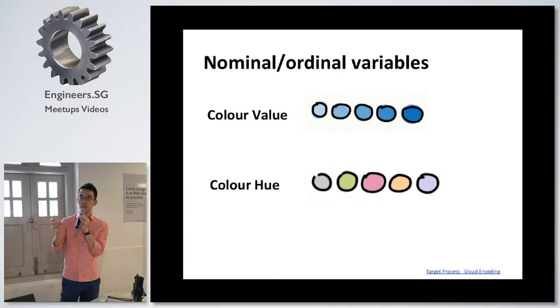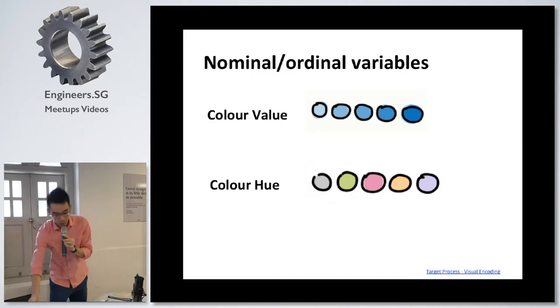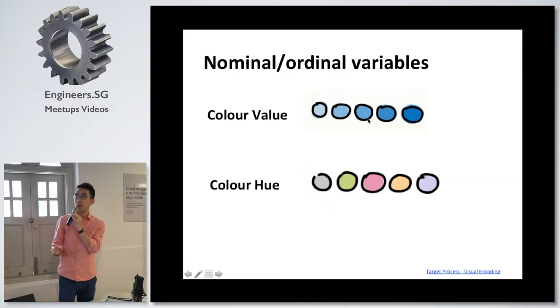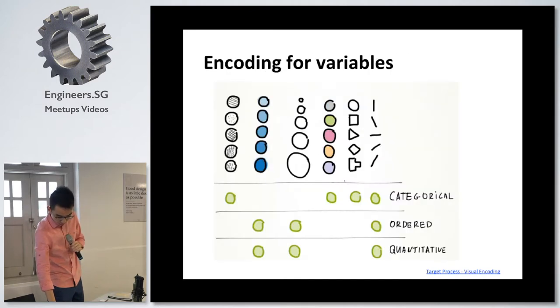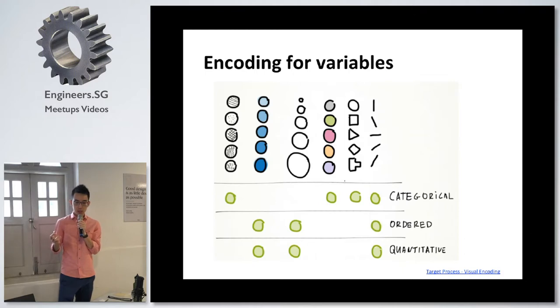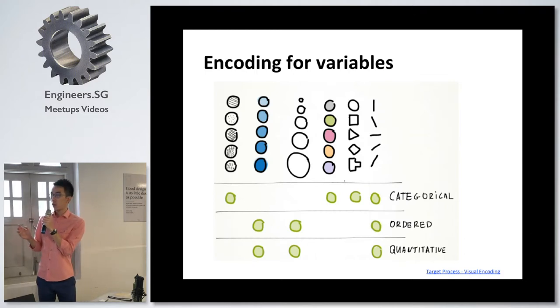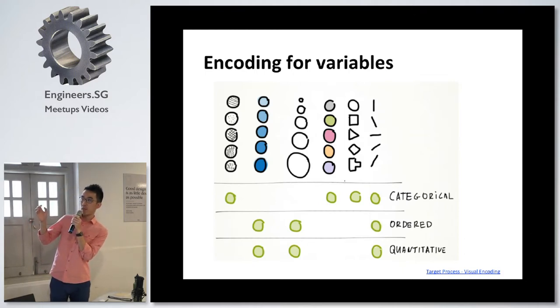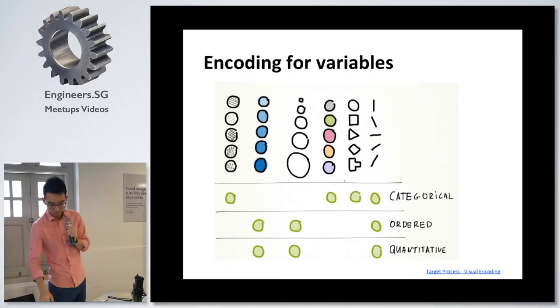And color value, we'll see an example of that in a while. But generally, with color values, it's quite hard to distinguish between, say, the second to the fourth blue that you can see. So that's not ideal as well. So generally, this gives you a general sense of what the different ways are to represent your data when you have categorical data.